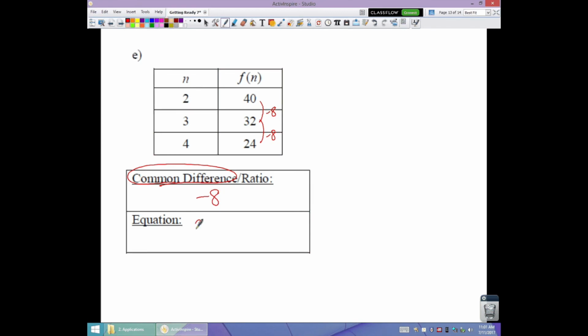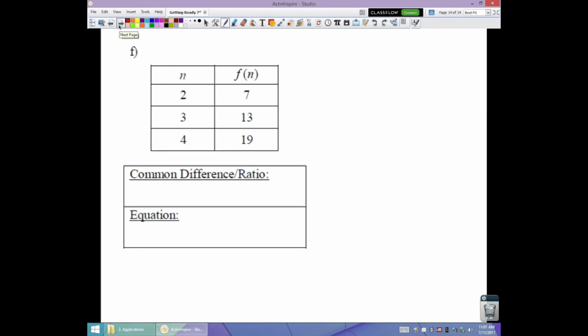So to make our equation, we start f of n equals that common difference, that constant rate of change, -8, times the independent variable, and now we need to add the 0th term. We'll go back a step to the first term. I would have to add 8. That's 48. Go back another step to the 0th term. Add 8 again. I'm at 56. So plus 56.